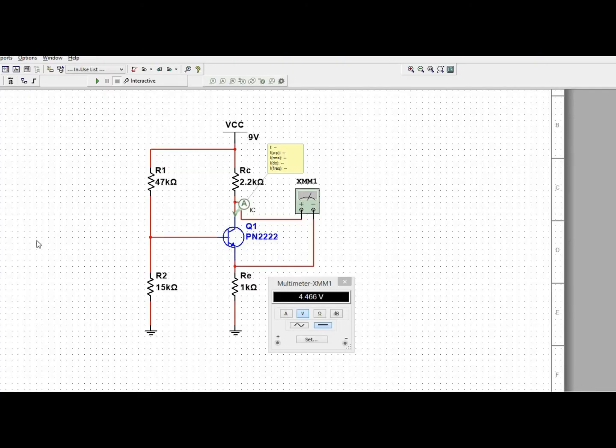Last question is question 3. This is the circuit for question 3. To find the IC is 1.41 milliampere, and multimeter 1 is to find the VCE, which is 4.466 volt.